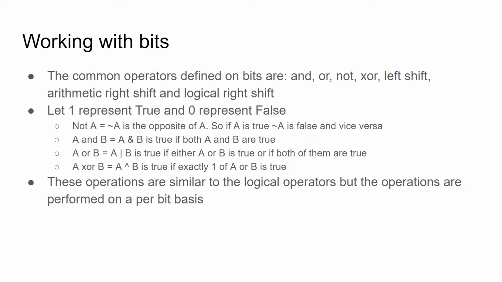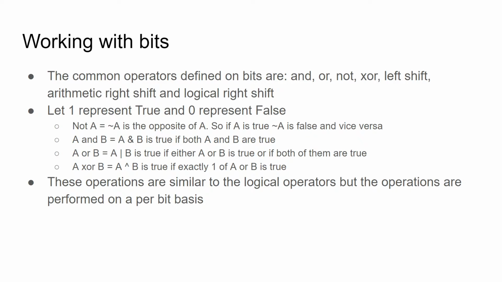So let's talk about some of the operations that you can do with bits. The common bitwise operators are AND, OR, NOT, XOR, left shift, arithmetic right shift, and logical right shift. When we're working with bit patterns, we're going to say 1 represents true and 0 represents false. So NOT A is tilde A. It's the opposite of A. It essentially means flip the bits of A. Everywhere you had a 0, you're now going to have a 1. Everywhere you had a 1, you're now going to have a 0.